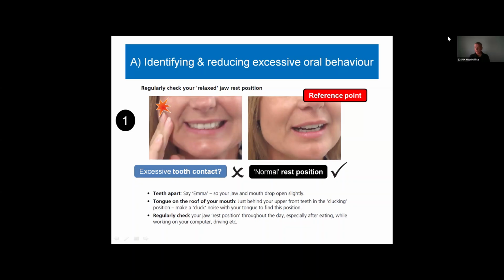If you can't make a cluck, you can make the sound of a letter N, like N for Nigel. So it's either a cluck sound or an N sound, and that's where the tongue, with most people, usually rests. So for a few days, I'd recommend just checking that your teeth are slightly apart and your tongue is up, and if not, correct them if you're at rest.